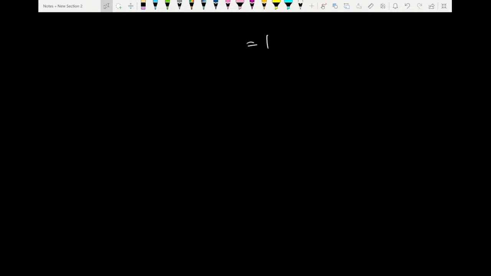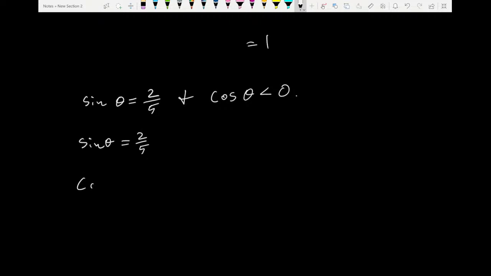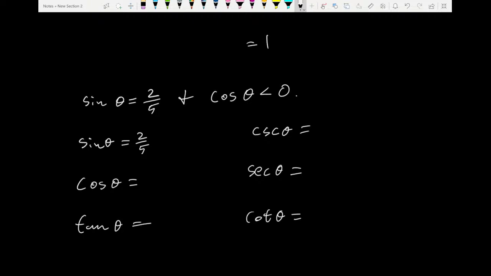All right, let's do a little bit harder one. Sine of theta equals 2 over 5, and cosine of theta is less than 0. So I've got to find cosine of theta, tangent of theta, cosecant of theta, secant of theta, and cotangent of theta. For that, we're going to make a triangle.